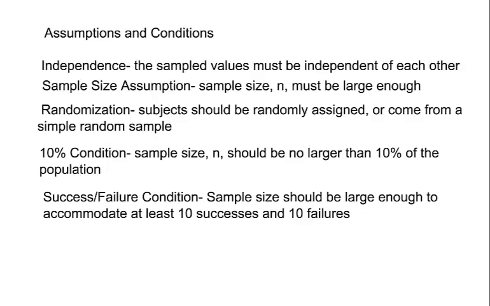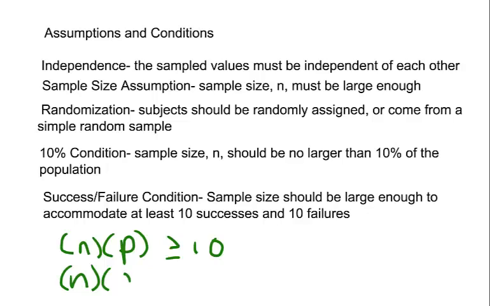Finally, our success-failure condition. That is, sample size should be large enough to accommodate at least 10 successes and 10 failures. The number of successes and failures are determined by the following formulas. N, our sample size, times p, the probability of success, must be greater than or equal to 10, and n, our sample size, times q, the probability of failure, must also be greater than or equal to 10.